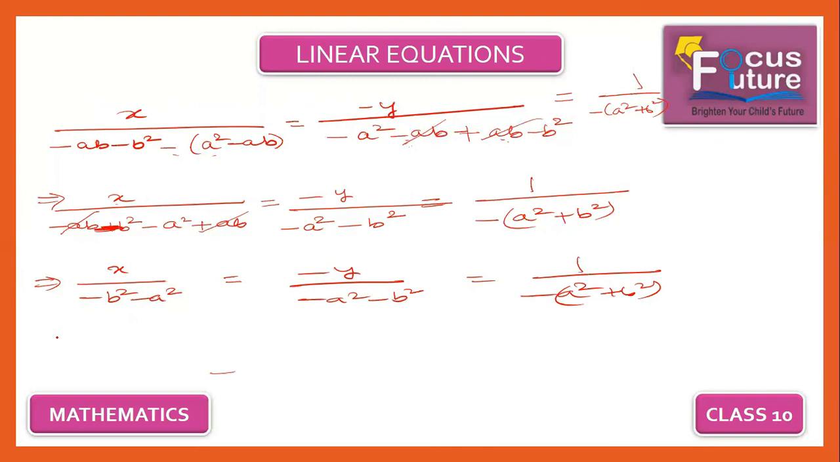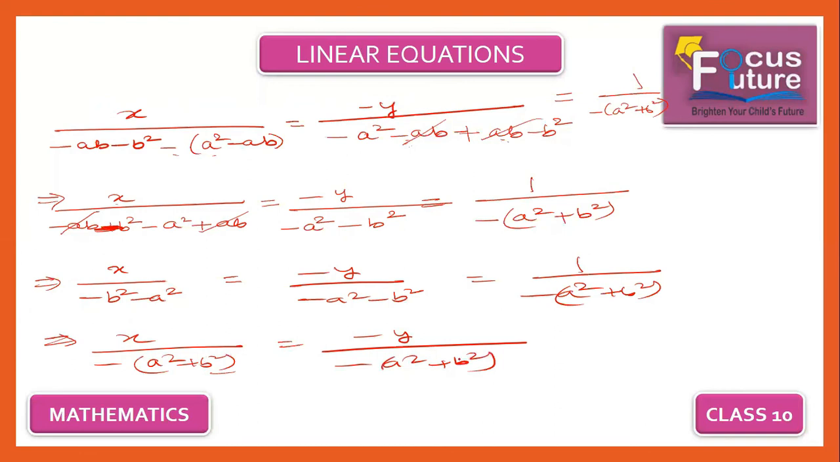Take minus outside from this. So this would be x divided by minus a square plus b square, minus y divided by minus a square plus b square, and this is also 1 divided by minus a square plus b square. Okay, minus minus cancel out.